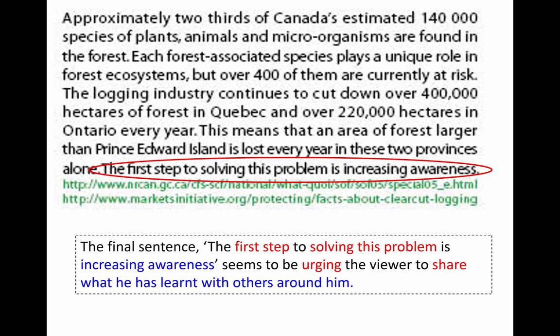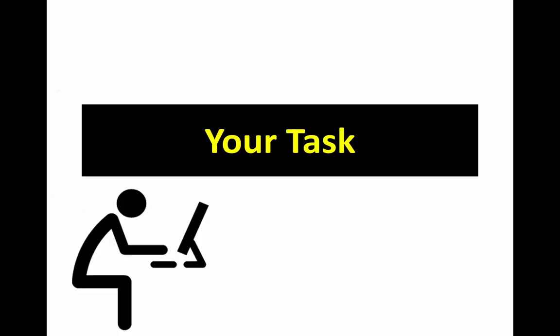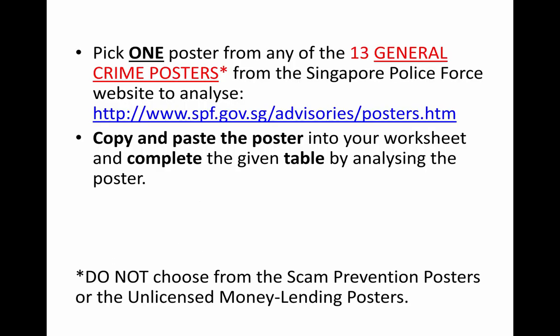So having gone through this lesson, I'm sure you're all ready to demonstrate your understanding, right, to your teachers. So here is your task. Okay, in term 3, the theme in your literature lesson is crime. So therefore, we shall analyze some crime prevention posters. In the given website below, pick one poster from the category General Crime Posters, and analyze that poster.